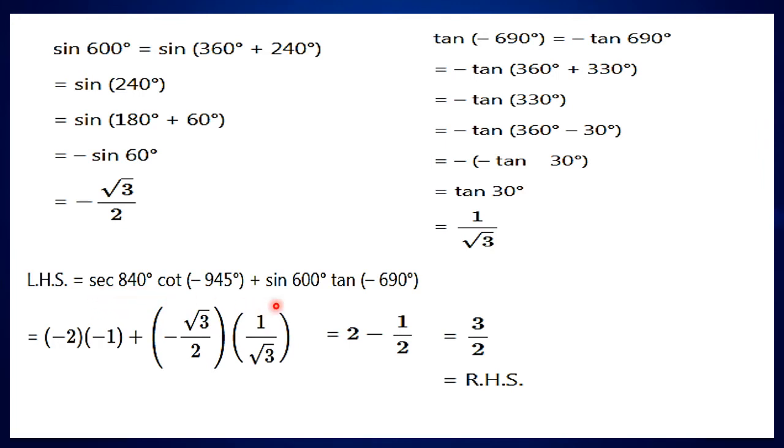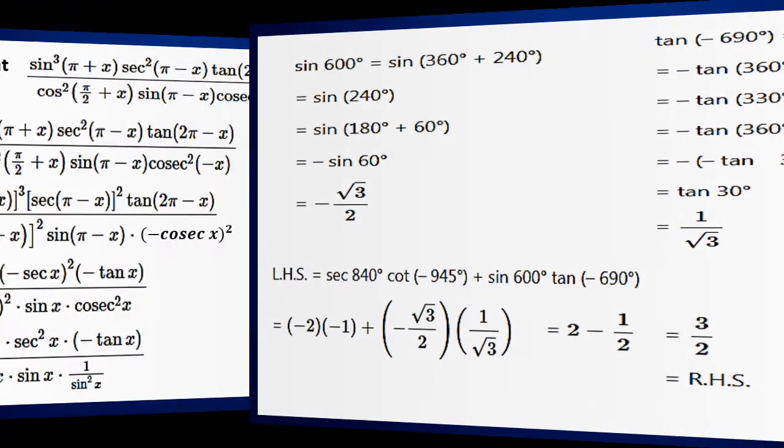Now we will substitute these values in the LHS. We get minus 2 into minus 1 plus minus root 3 upon 2 into 1 upon root 3, which is equal to 2 minus 1 by 2. Here minus 2 into minus 1 is 2, and root 3 will get cancelled here. So 2 minus 1 upon 2. 2 minus 1 upon 2, 2 2s are 4. 4 minus 1 is 3. 3 upon 2. That is the RHS.